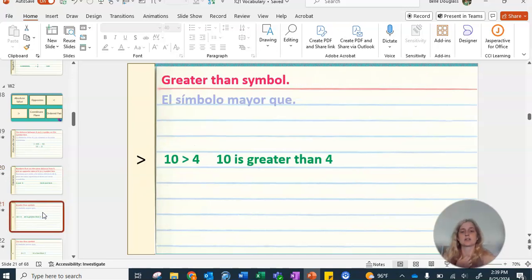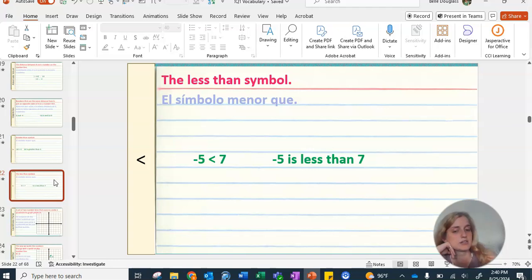All right, next up, this is our greater than symbol. It can get a little confusing if your flashcards don't have a definitive bottom or top, but when we are looking at it in this orientation right here off to the side, that is a greater than symbol. You read it from left to right. The first number is greater than the second number.